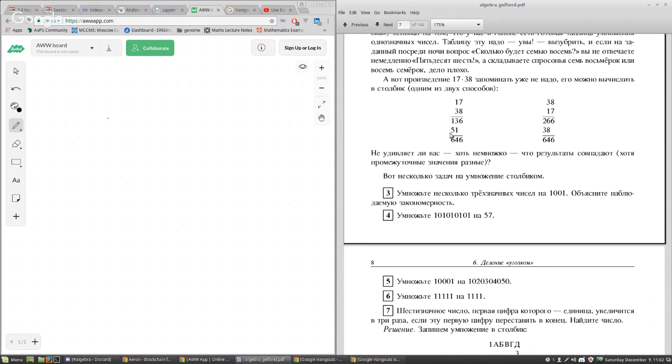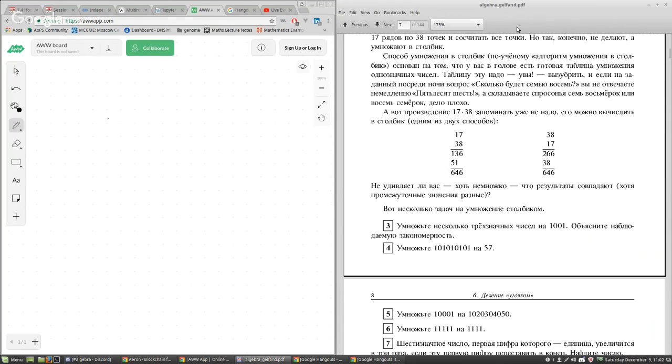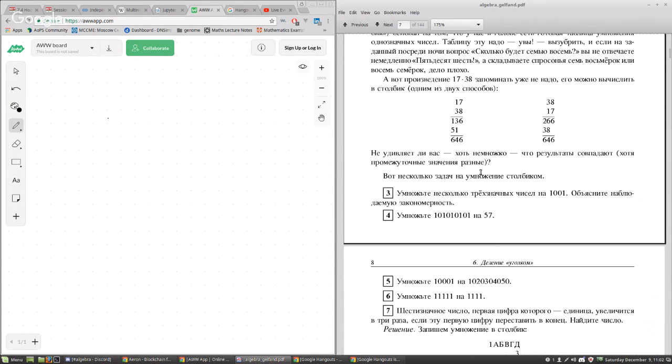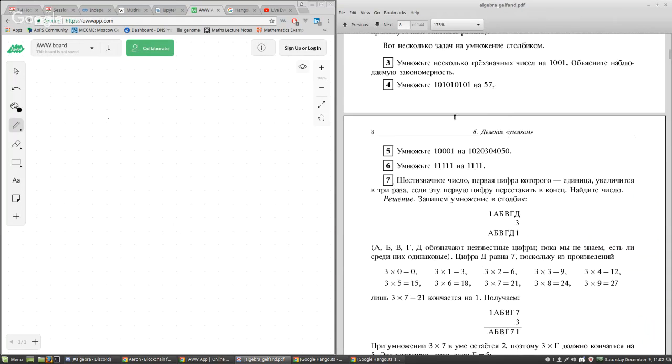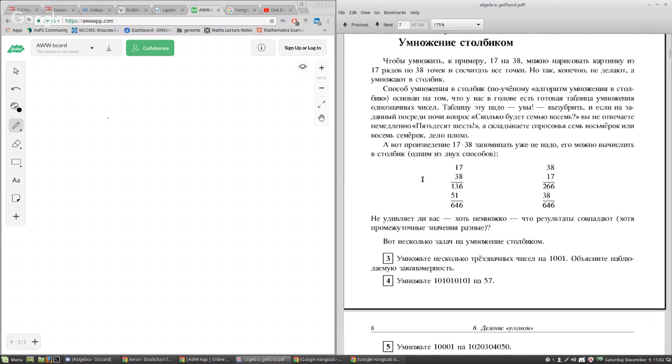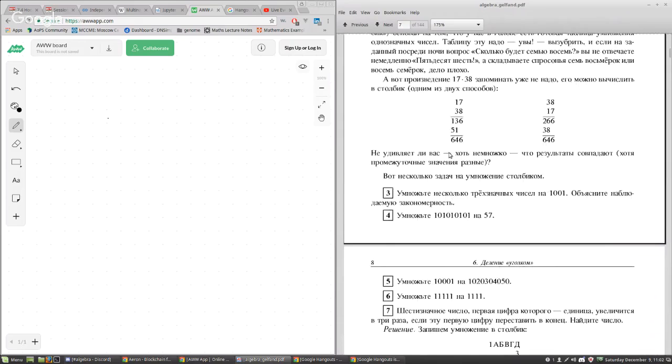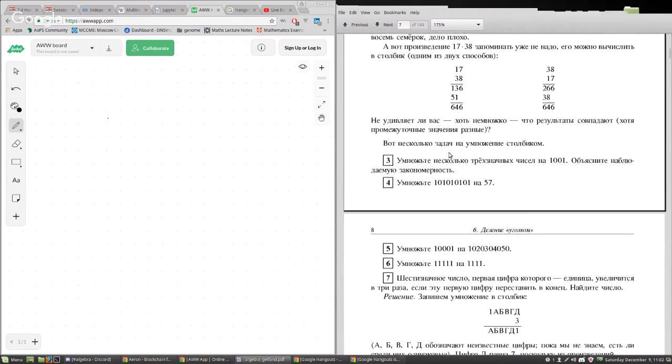What I want to do is continue with this great algebra book by Gelfand. So the book, as you can see, is in Russian, but I'll be translating as I go. And I want to focus on these problems here in this section 5. And section 5 here focuses on multiplication. So we all know how to multiply integers. We know our table of multiplication.